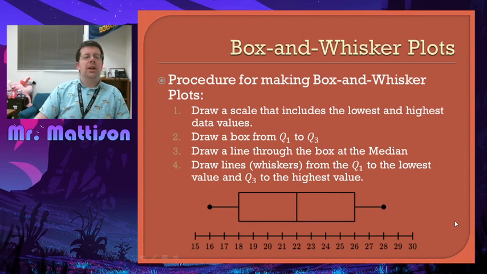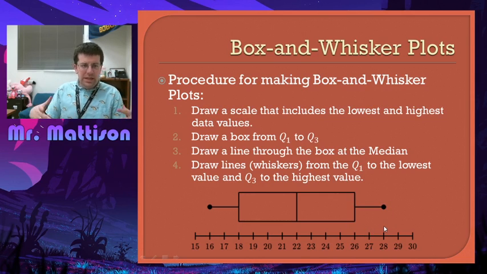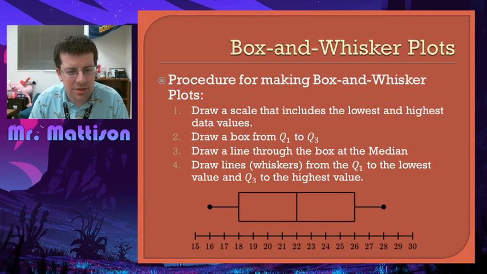Right. So our procedure for actually creating that, you really want these to have a scale on it. So here it is from 15 to 30. So I can see, hey, my lowest value is at 16. My first quartile is at 18. I have a median at 22. My third quartile is at 26. And then my highest value is here at 28. So this is a pretty evenly spread out distribution here.